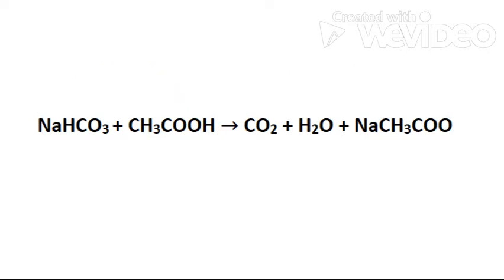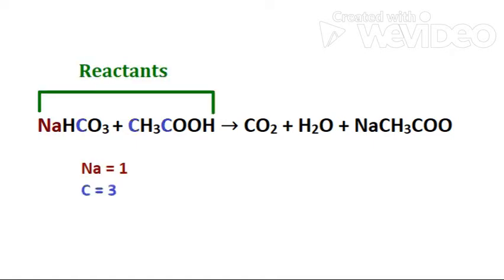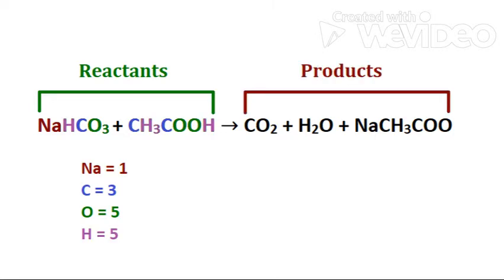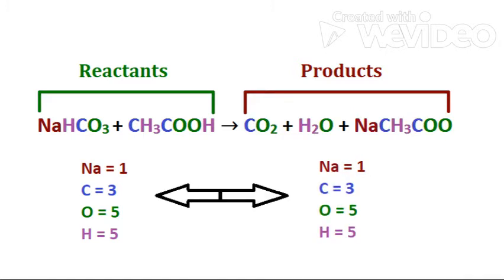To balance our equation, we need to count how many of each element there are on each side. In this reaction, the reactants have 1 sodium, 3 carbons, 5 oxygens, and 5 hydrogens. Now we look at the products. When we count the elements, we find 1 sodium, 3 carbons, 5 oxygens, and 5 hydrogens. When we compare both sides, we can see that the counts are the same, so this equation is balanced. The atoms shifted around and changed their arrangements, but all the same atoms exist after the reaction as existed before. We got lucky, and this equation was already balanced.